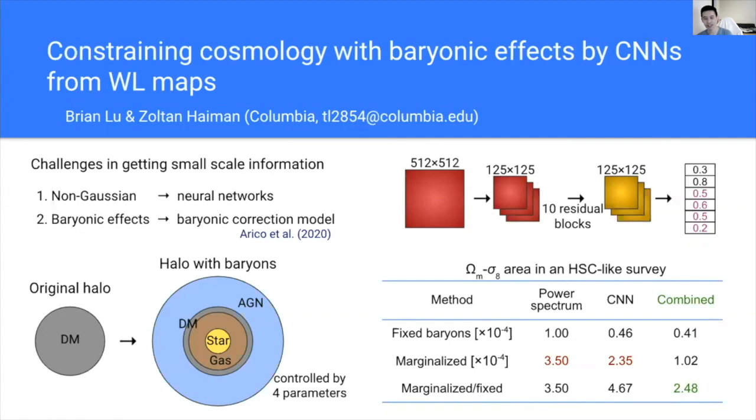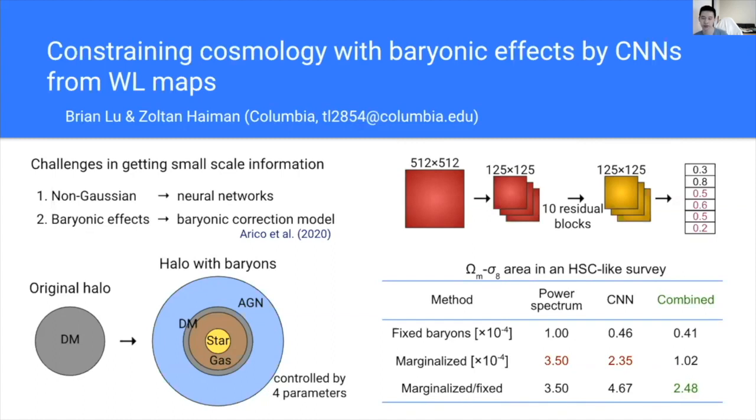So we can divide these 2 numbers to get marginalized divided by fixed. That number shows you how much degradation we expect due to the uncertainty of baryonic physics. And there are 3 methods: power spectrum, neural network, and these 2 combined.